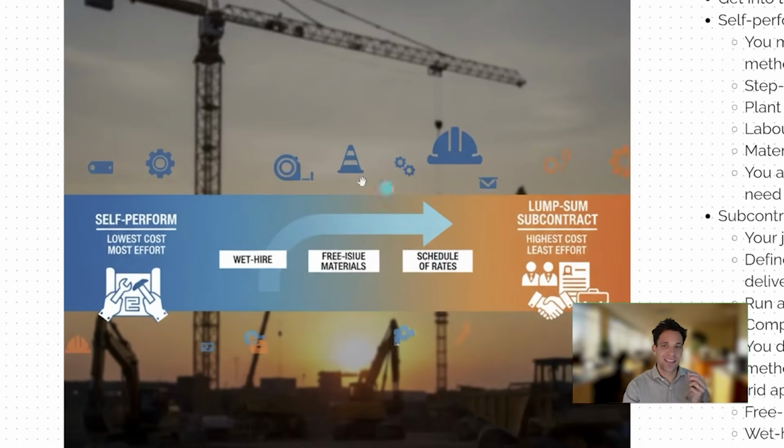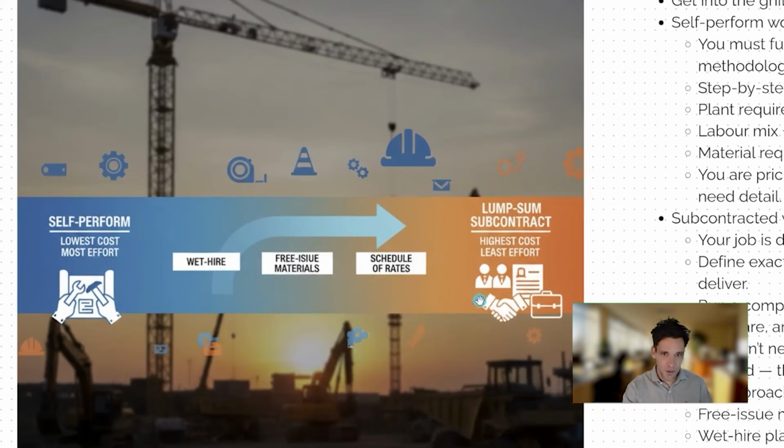I always think of this as a continuum between self-performing the work, where we engage all the labor directly, we purchase all the materials, hire the plant, and manage it ourselves, in which case it's the lowest cost because we're not paying margins for subcontractors, but it's going to be the most effort to manage because we have to coordinate and manage everything. It's also the most risk for us because we're exposed to production rates, delays with materials, all these things. Then we've got a range of hybrid options such as wet hire, free issuing the materials to subcontractors, or using a schedule of rates.